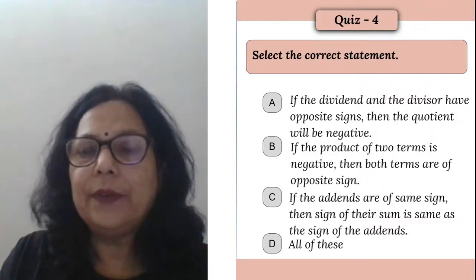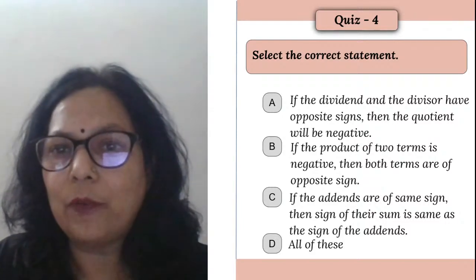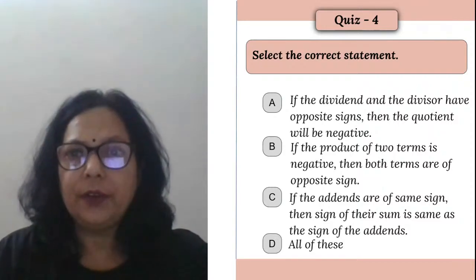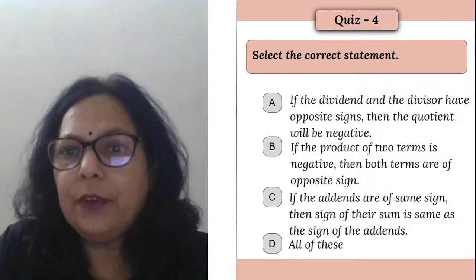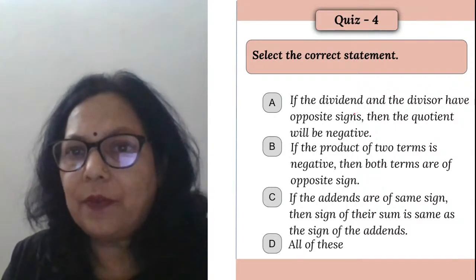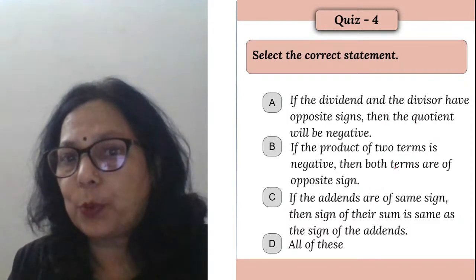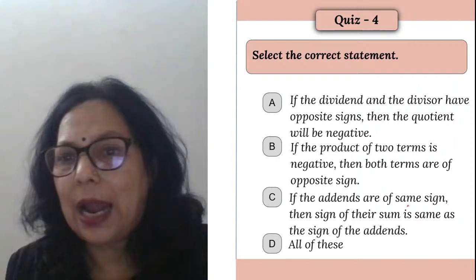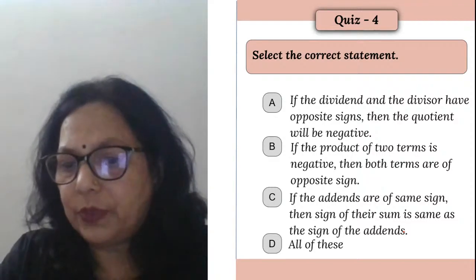If the dividend and the divisor have opposite signs, then the quotient will be negative. If the product of two terms is negative, then both terms are of opposite sign. If the addends are of the same sign, the sign of the sum is the same as the sign of the addends, or all of these.